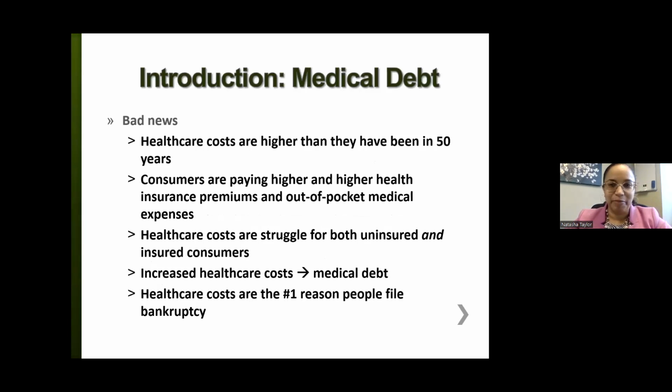So let's talk about medical debt, and we'll start with the bad news first. Healthcare costs are higher than they have been in the past 50 years. Consumers are paying higher and higher health insurance premiums and out-of-pocket medical expenses. Healthcare costs are a struggle for both uninsured and insured consumers. Increased healthcare costs mean high medical debt, and healthcare costs are the number one reason that people file for bankruptcy.